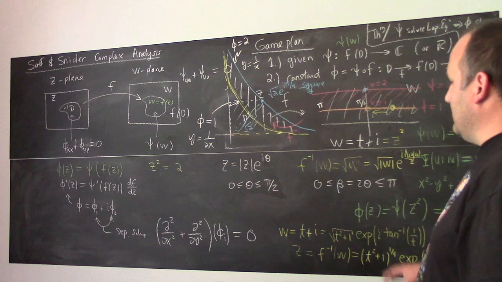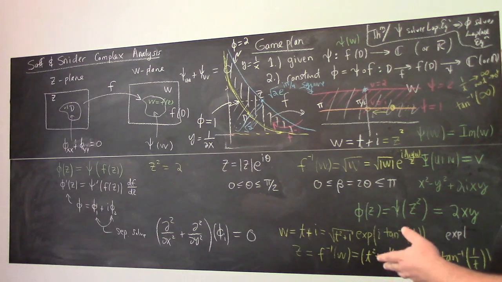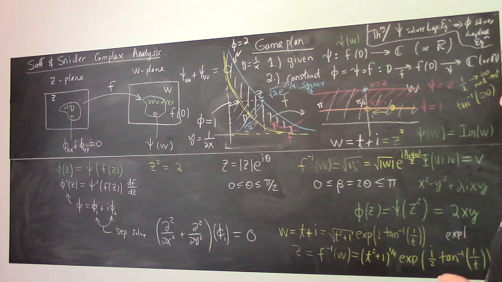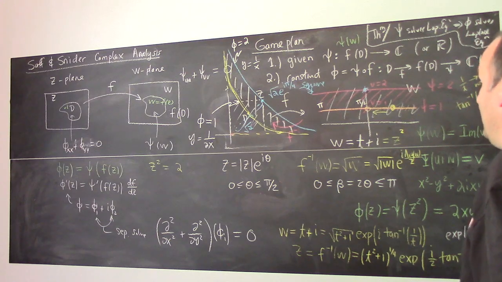I need to double check on this. It may be that you need phi or psi to be either the real or imaginary component of a complex differentiable function for this to work. I might not be able to do this with an arbitrary function that satisfies it. Actually, that's a good question. Is an arbitrary function which satisfies Laplace's equation going to be the real or imaginary component of some complex differentiable function? Maybe not. But there are many examples of things like this.